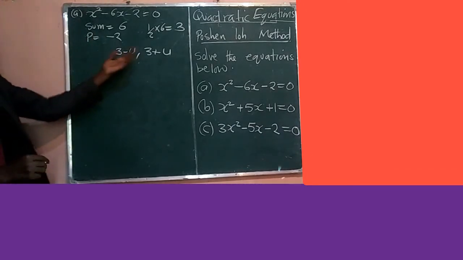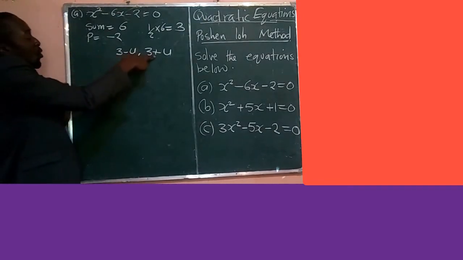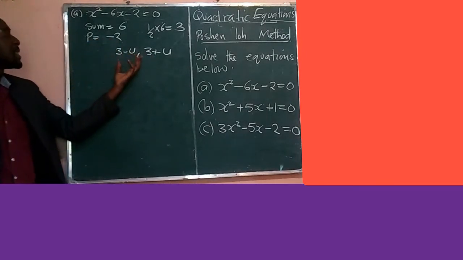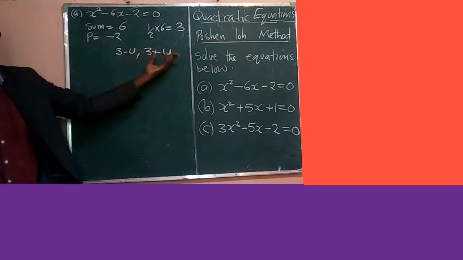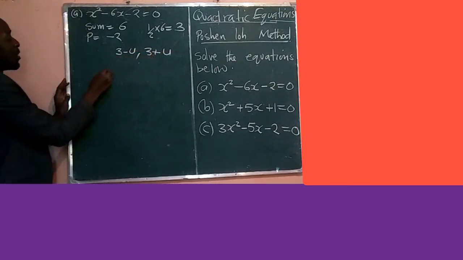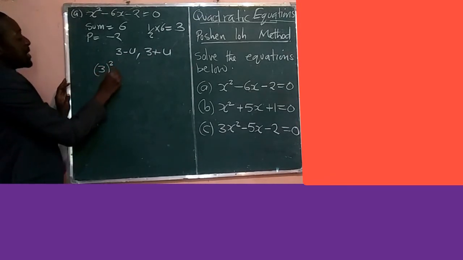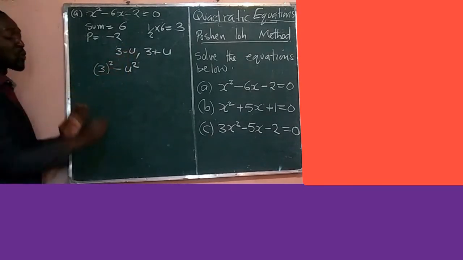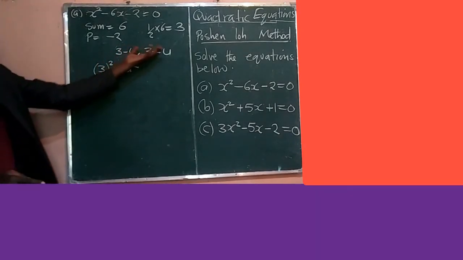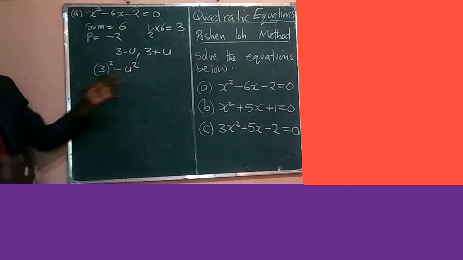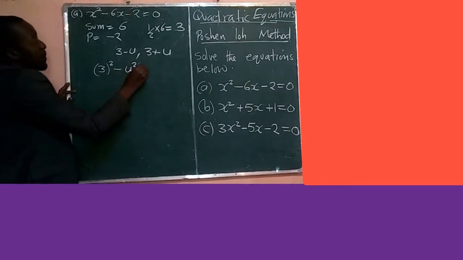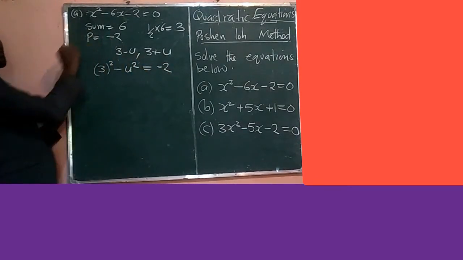And so when you reach this stage, we multiply these two, and the product should be equal to the product that we have. When you multiply, this is just the difference of two squares. So when you multiply these two, you are going to have 3 squared minus u squared. All the time when you multiply the difference of two squares, you end up with this. You can try to prove it by multiplying these two. And this should be equal to negative 2, which is the product that we have.